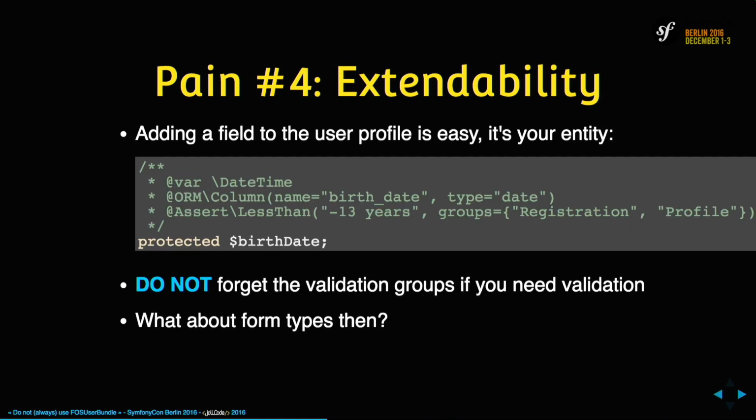Pain number 4, about extendability. Adding a new field to the user entity is kind of easy because the entity is in your project. You just extend the FOS user bundle one, so you can add a new field, like the birth date. You can add validation on it if you don't forget the two groups. And that's it.